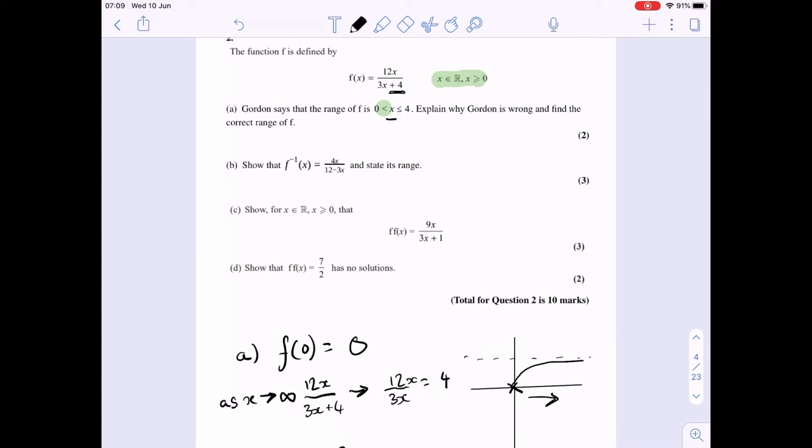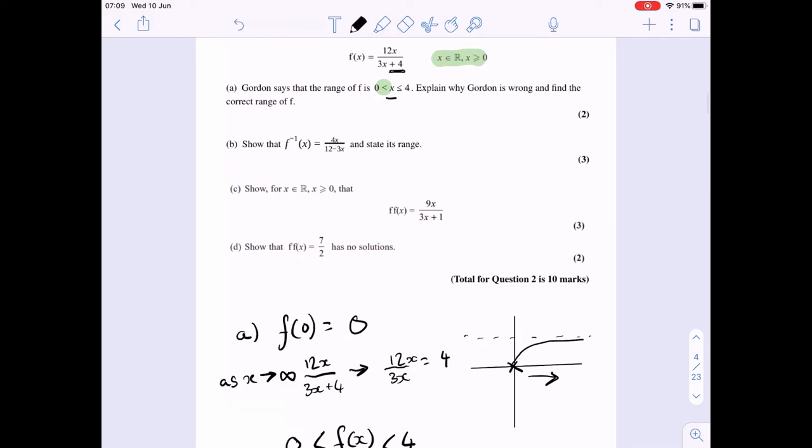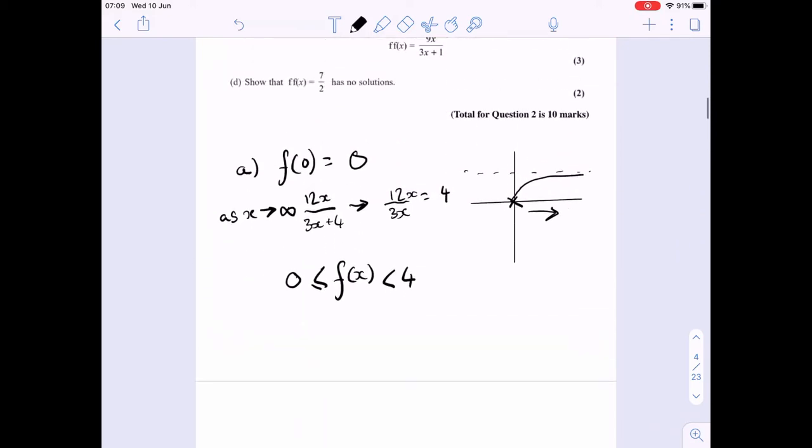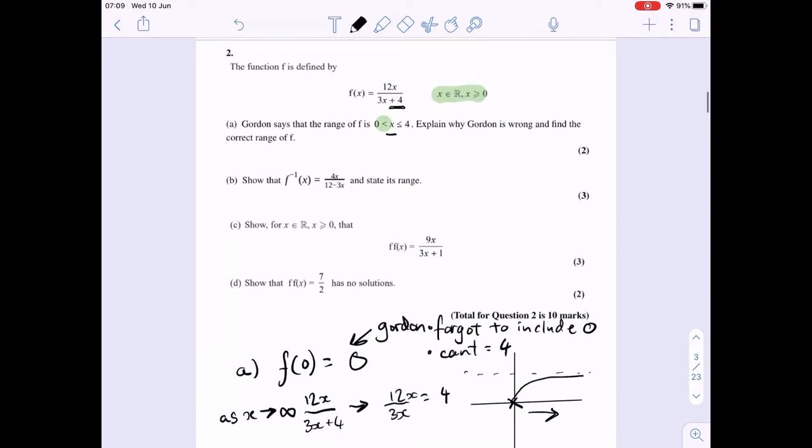Okay, and so this is what I'd sort of say. Let's just check: explain why Gordon is wrong and find the correct range of f. So why is Gordon wrong? So I might write, Gordon forgot to include 0, I might say. I might also say, can't equal 4. Yeah, I mean, you can try and solve it for 4 if you wanted to.